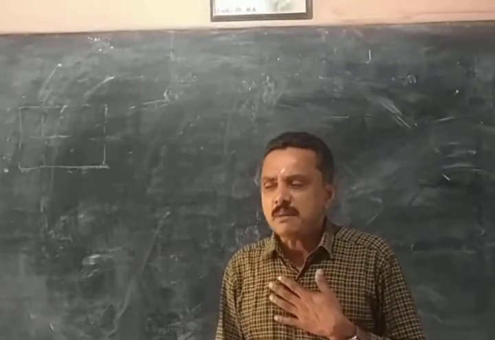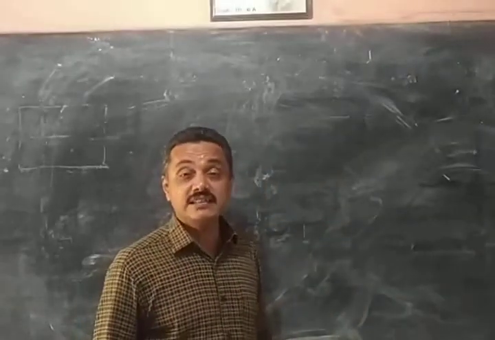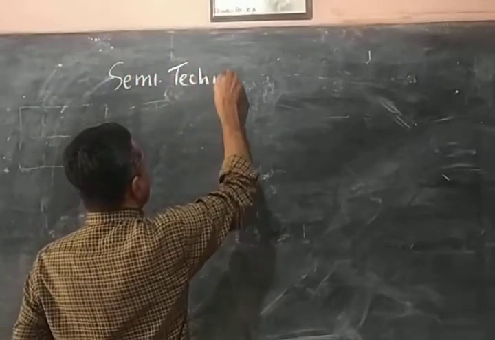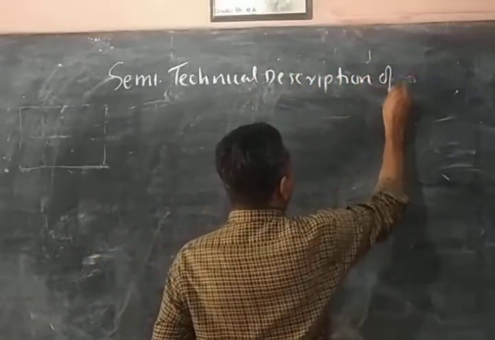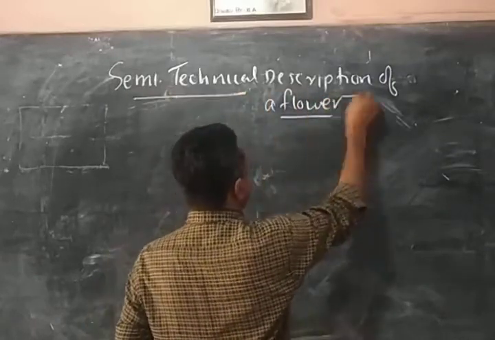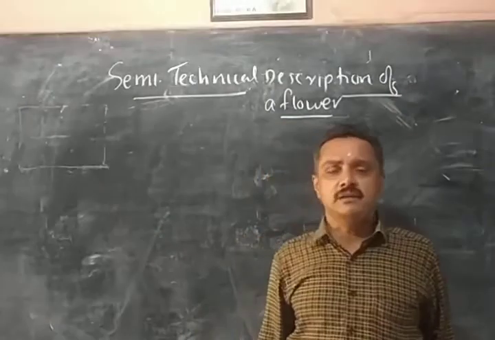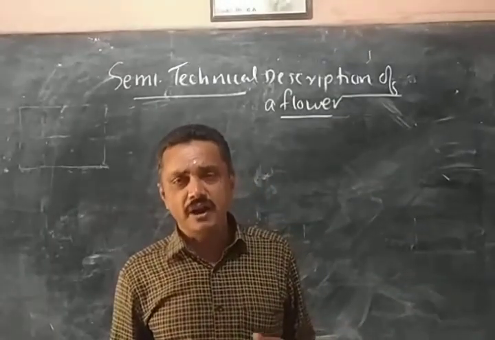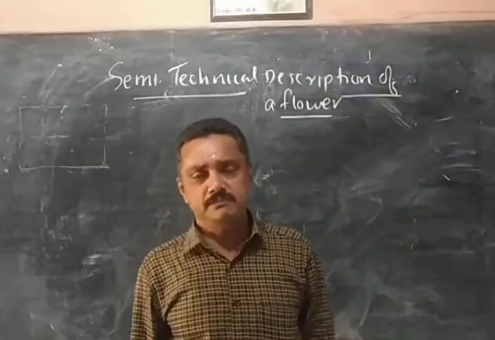Now some other things related to taxonomy come, that is called the semi-technical description of a flower. How can we technically describe a flower? We describe it technically using terms like gamopetalous, polypetalous, and for androecium, polyandrous, monodelphous, like that. Parts of the flowers are explained technically in taxonomy.